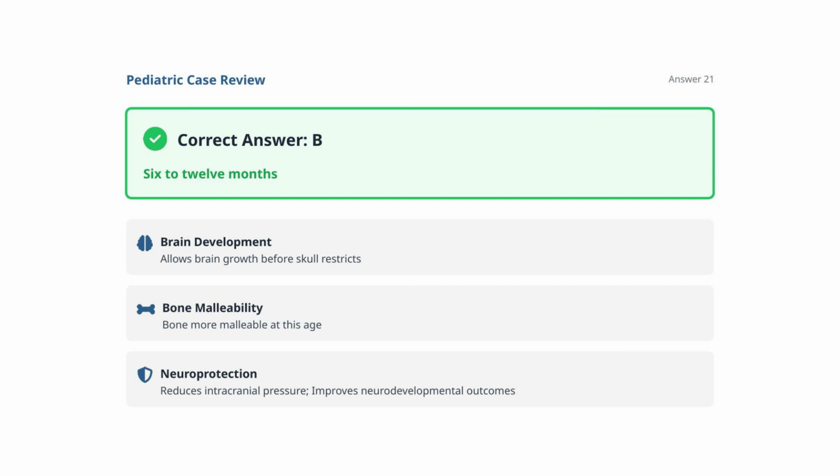Early cranial vault expansion allows the brain to grow normally during the critical developmental period. Infant skull bones are more malleable, facilitating surgical remodeling. Surgery performed during this window reduces risk of increased intracranial pressure and associated complications. Delaying surgery may compromise brain development. However, timing is individualized based on clinical findings.